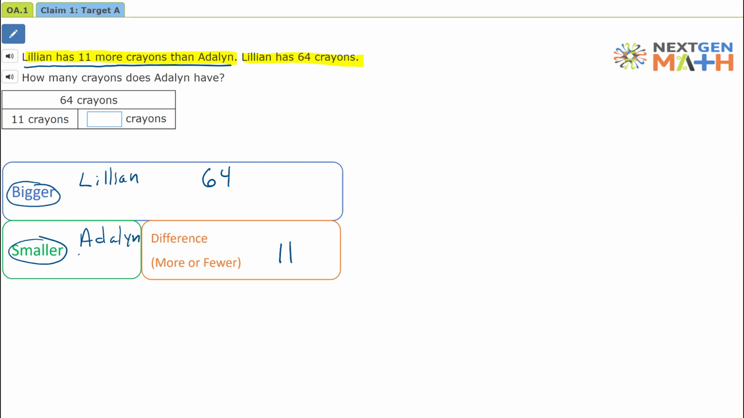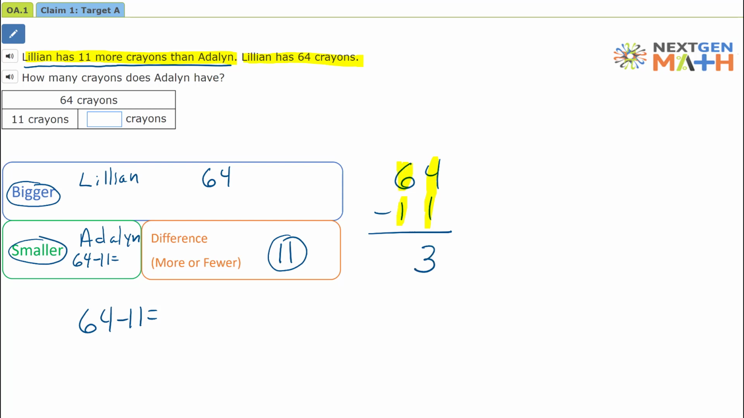Well, Adeline will have 64 minus 11. That's how many crayons Adeline will have, and that's because Lillian has 11 more. So 64 minus 11 is our equation. So let's just do our work right here. 64 minus 11. When we subtract our ones, 4 ones minus 1 one is 3 ones. And then 6 tens minus 1 ten is 5 tens, or 50. So our answer is 53. So Adeline actually has 53 crayons.